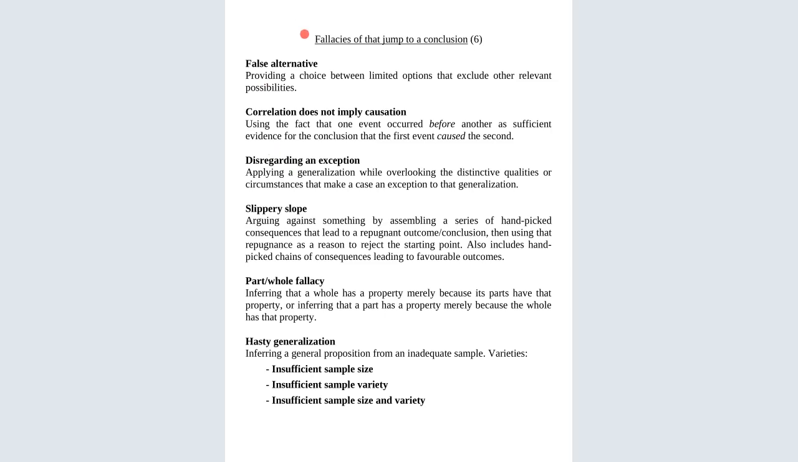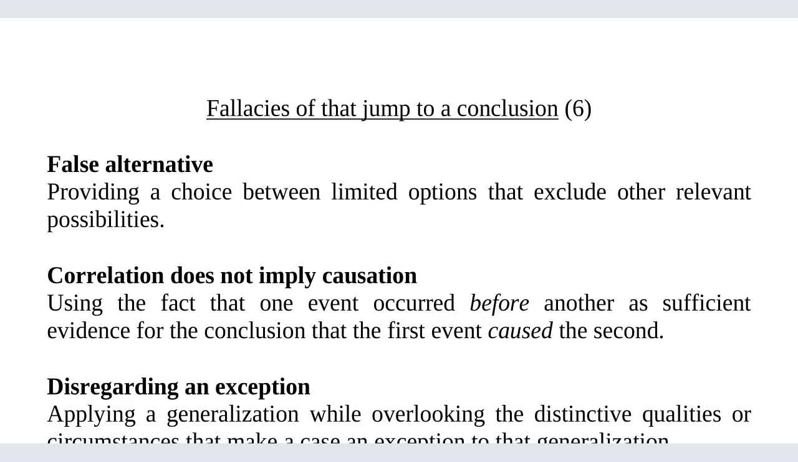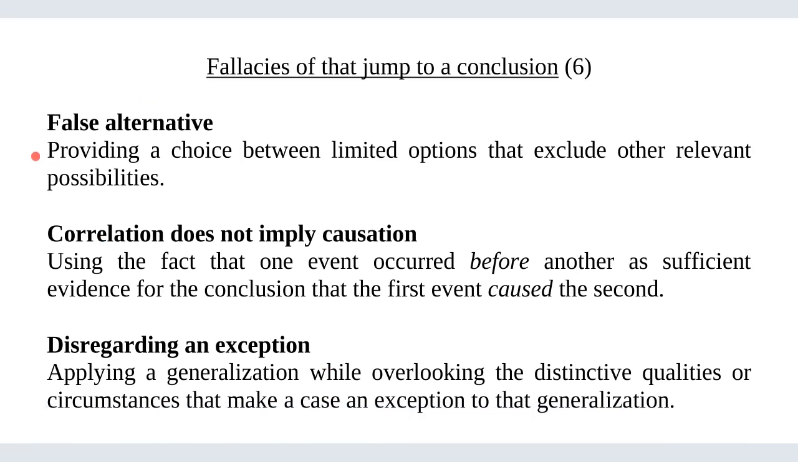And here we have fallacies that jump to a conclusion. We have 6: false alternative, correlation does not imply causation, disregarding an exception, slippery slope, part-whole fallacy, and hasty generalization. That comes in 3 varieties: insufficient sample size, insufficient sample variety, and insufficient sample size and variety. We're going to go over all of those. I'll read what they are, and we'll go in washes. All right, let's do this. False alternative. And remember, eventually you'll grasp that what they have in common is that they jump to a conclusion. But this is just to group them.